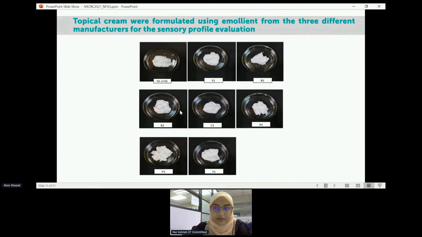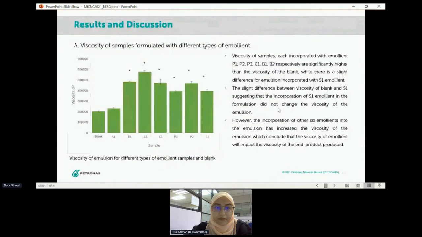So these are the topical creams that were formulated using the emollients from the different manufacturers that we obtained. This is the blank. The blank is formulated without any emollient in it. And the other 7 samples were formulated with a different ingredient in the formulation. The next is results and discussion.